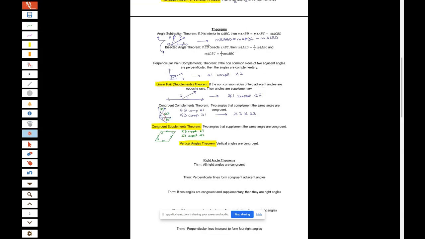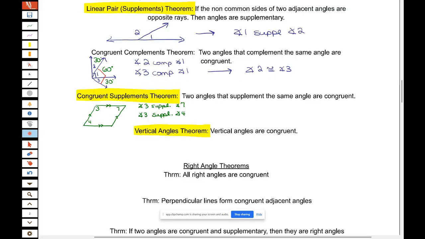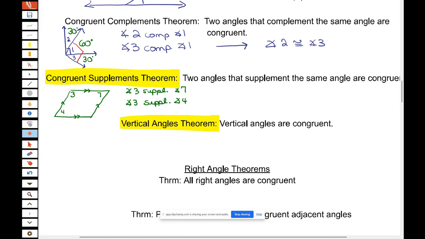These two angles over here are same side interior angles for these parallel lines. And these two angles are same side interior for these parallel lines. So they are supplementary. That allows us to conclude, since 7 and 4 both make angle 3 add up to 180, that angle 7 has to be congruent to angle 4. So the congruent supplements and congruent complements theorems end with some angles being congruent. That's why they're called congruent theorems.